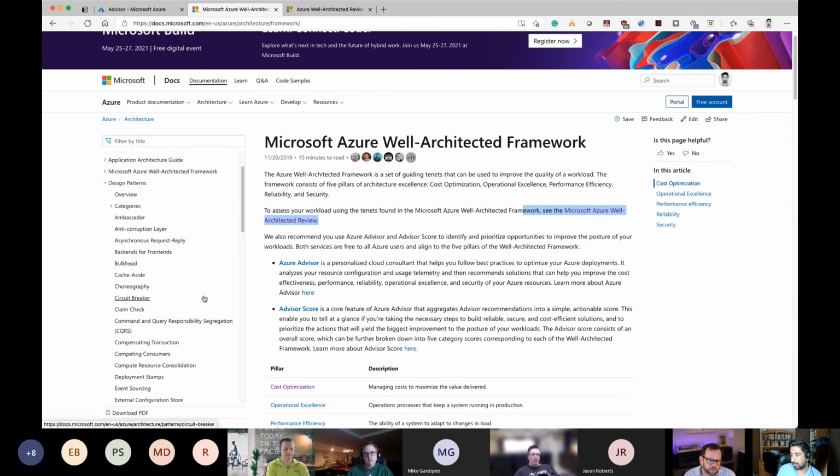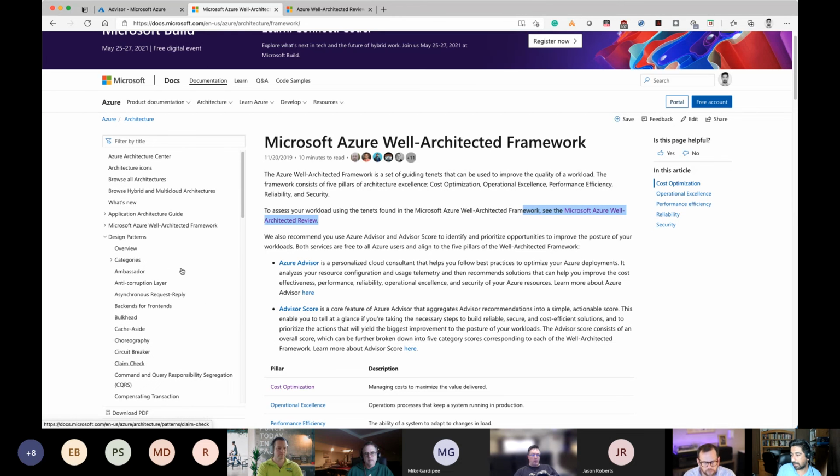Oops, I'm not seeing those. But here are all the design patterns that you can find under the Azure Architecture Center.